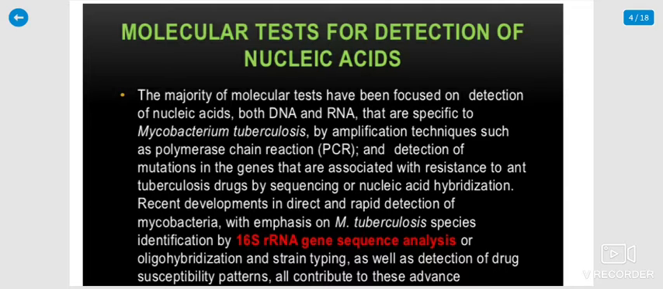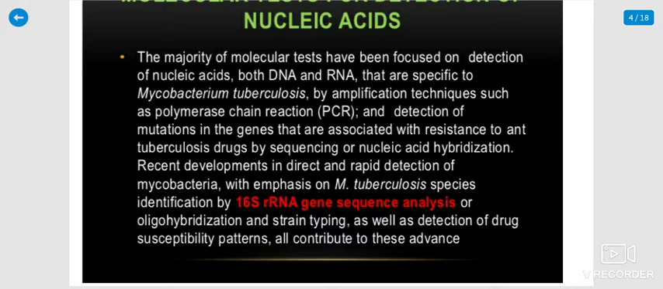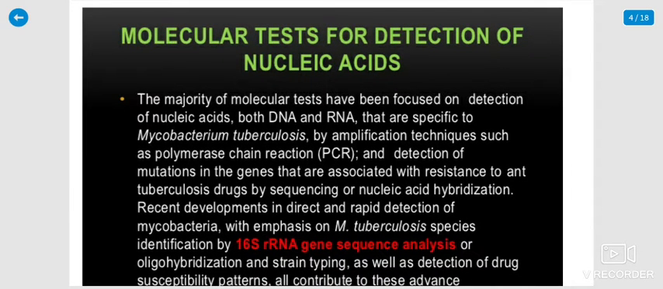Recently, direct and rapid detection of mycobacteria has been developed, with emphasis on Mycobacterium tuberculosis species. Its identification by 16S rRNA gene sequence analysis, and at the same time oligo hybridization and strain typing also, as well as the detection of drug susceptibility patterns, all contribute to these advances. This is called molecular testing for detection of nucleic acid conditions.